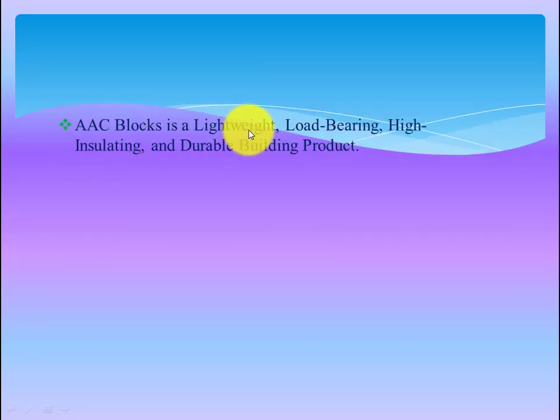AAC block is a lightweight, load bearing, high insulating and durable building product. So you can use it easily in your structure to reduce the cost, materials consumption and many other things. So I recommend using AAC block in your structure.